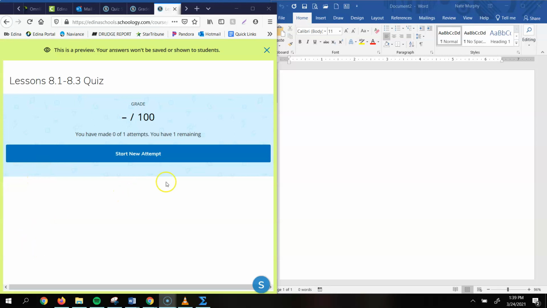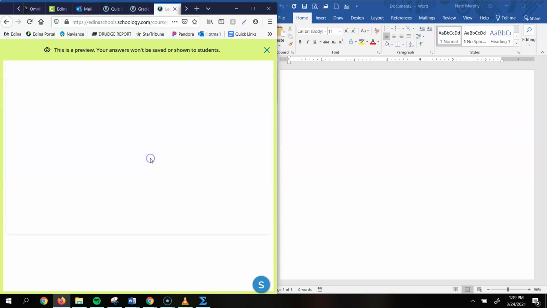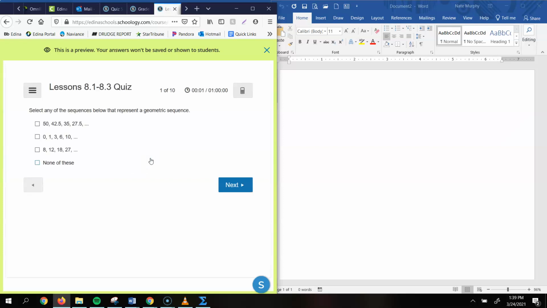Alright, in this video we're going to be looking at the lessons 8.1 to 8.3 quiz. So let's go ahead and see how you did on that. Starting with my first one, it says select any of the sequences below that represent a geometric sequence.